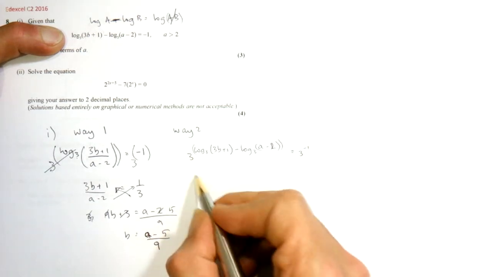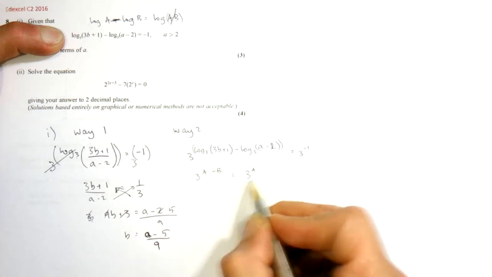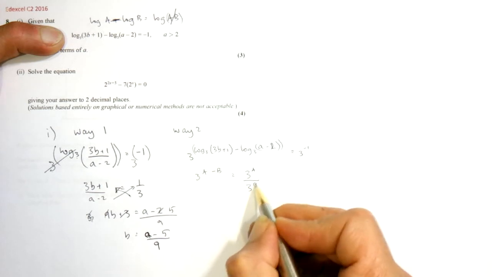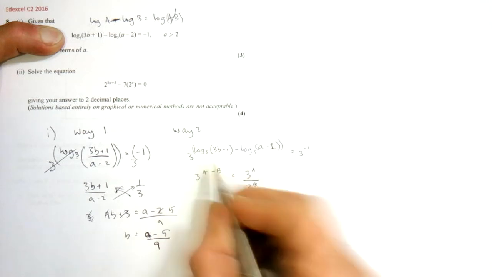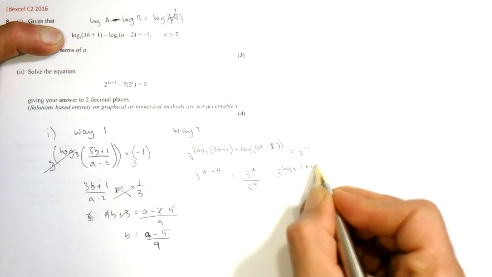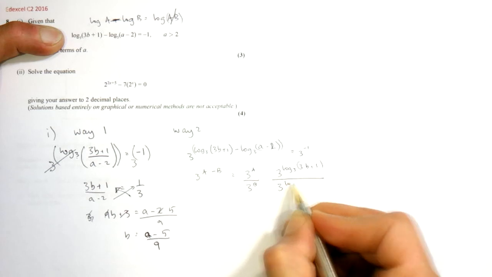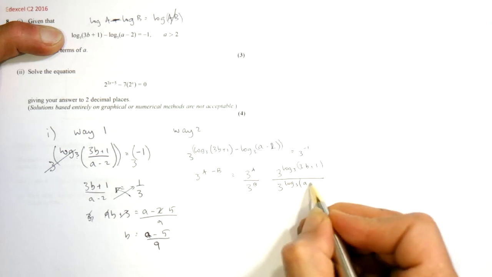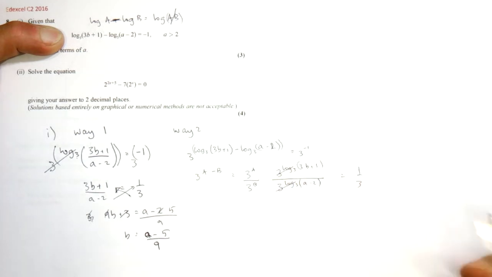So 3 to the power of A take away B is the same as 3 to the power of A divided by 3 to the power of B. Alright? And that's equal to a third. So this side becomes 3 to the log base 3 of (3b plus 1) divided by 3 to the power of log 3 (A minus 2) equals 1 over 3. These two knock each other out, and look, I've got down to this, but in a different way.